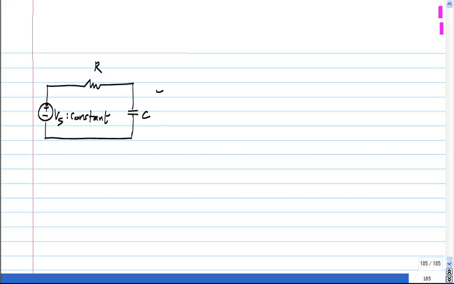So for instance, we took this circuit where there is a constant Vs applied to this combination of R and C, and this Vc has some initial value at t equal to 0, and the total response turned out to be, we could write it in many different ways.